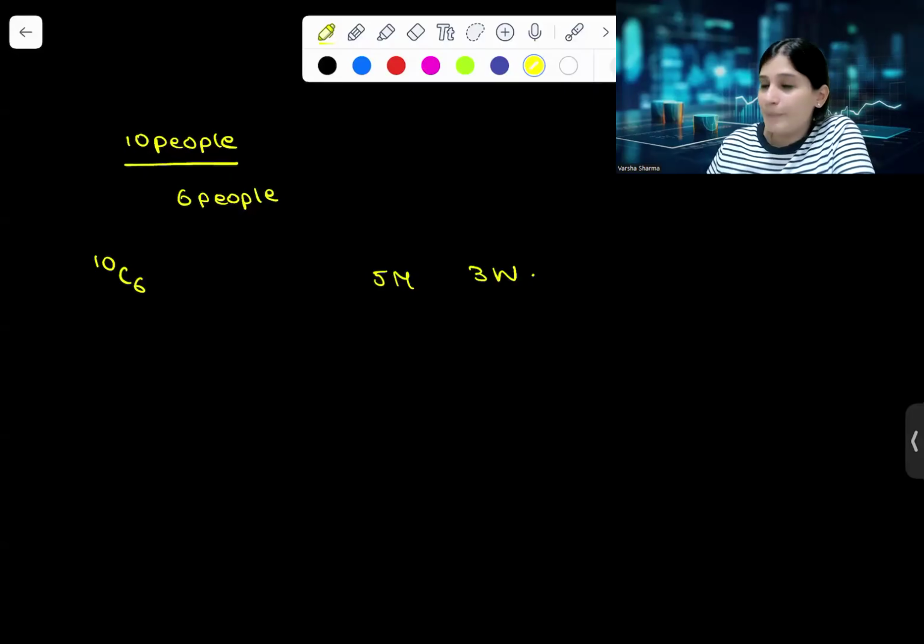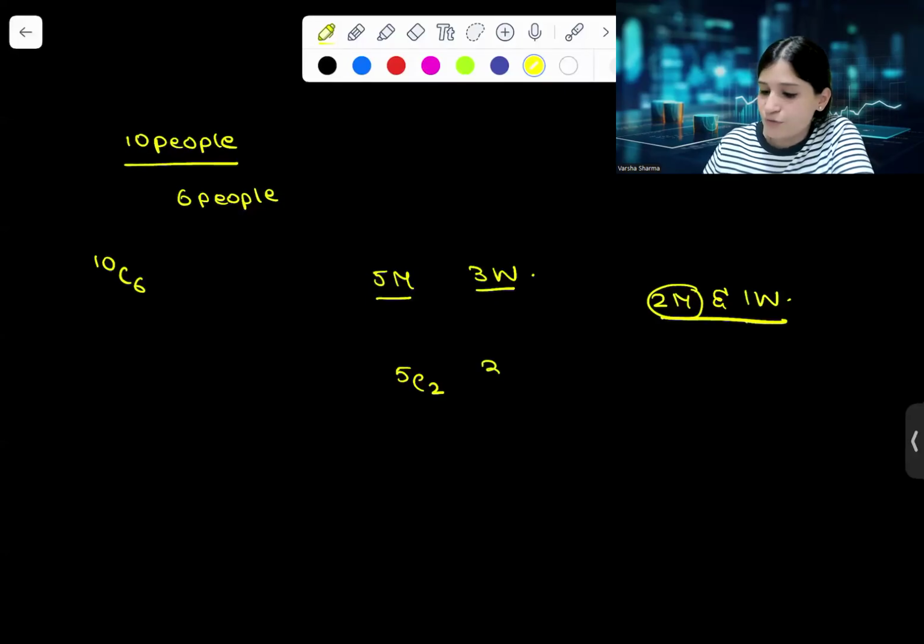Suppose I give you 5 men and 3 women. I want to form a committee of 2 men and 1 woman. In how many ways can I do that? First, from 5 men, let us select 2 men. So 5C2. From 3 women, select 1 woman. So 3C1. And since it is and, I want both of them. So multiply.